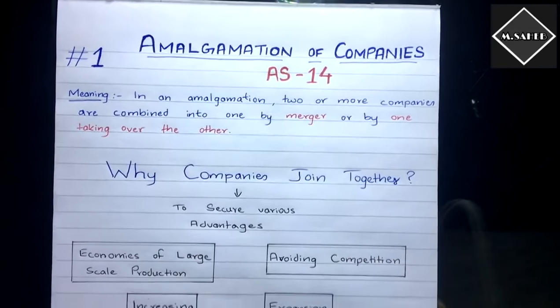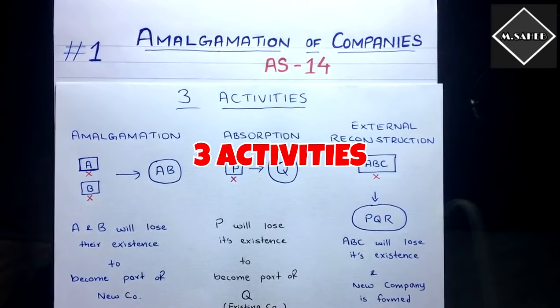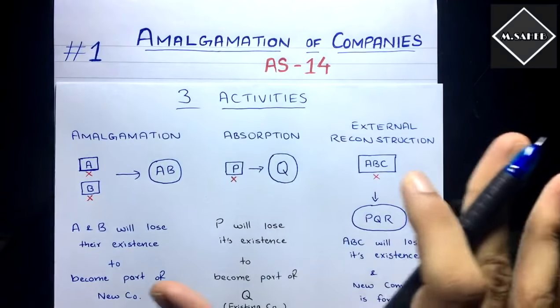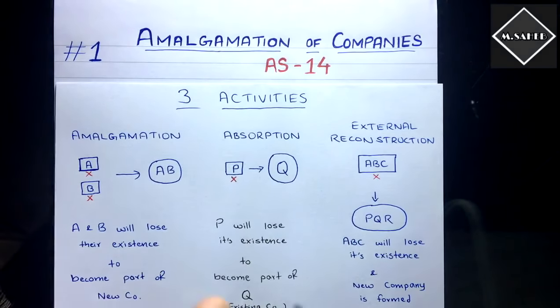Now let's discuss the three activities that come under this chapter, right? Let's see that. Now here are the three activities that are under this chapter. See here, if I wanted to classify this chapter, amalgamation of companies, broadly into three activities, then those are amalgamation, absorption, and external reconstruction. These three different activities. Now you've got to understand these three different activities, because you may get a small question on this. Theory question, MCQ, or two mark question, one mark question, depending upon your scheme of paper, right?